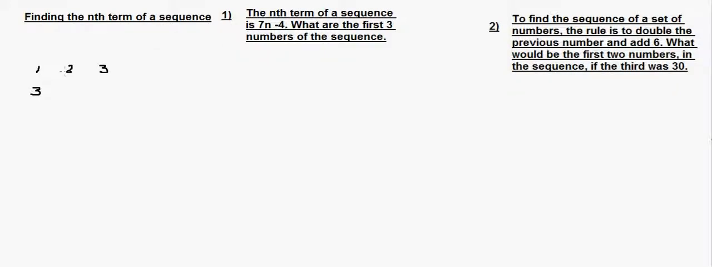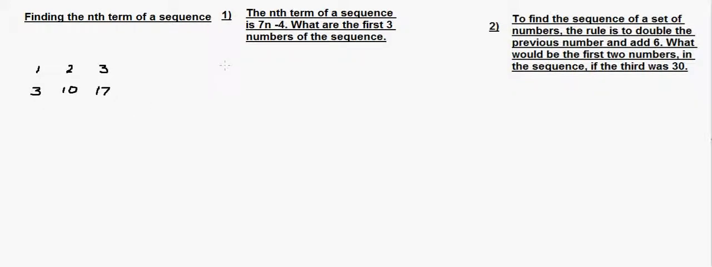In the second term, n is 2, so 7 multiplied by 2 is 14. 14 take away 4 gives us 10. And now n here is 3, so 7n would be 7 times 3, which is 21. And 21 take away 4 would be 17.